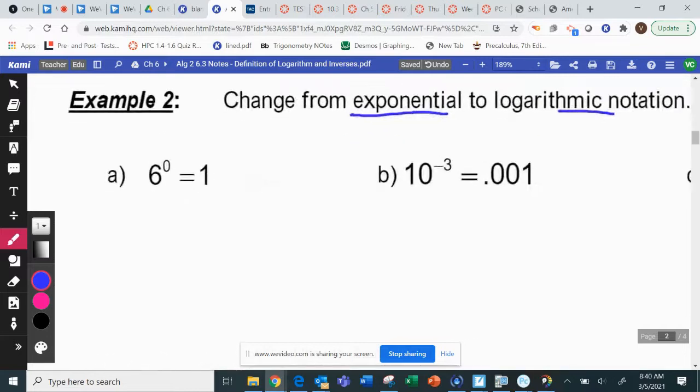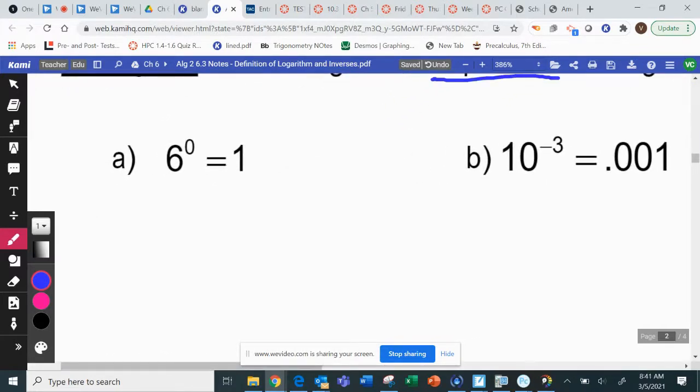So I'm going to look at this one first, and I say this is 6 to the 0 equals 1, which is totally true. I don't have to prove that or anything. We're just going to switch forms. Since this is exponential, I'm going to put it in logarithmic. I'm going to log both sides.